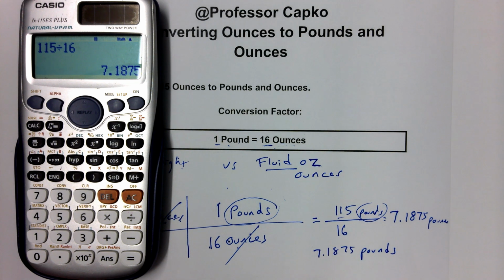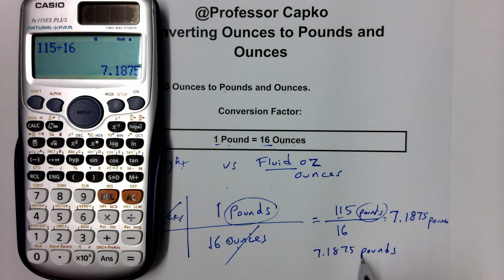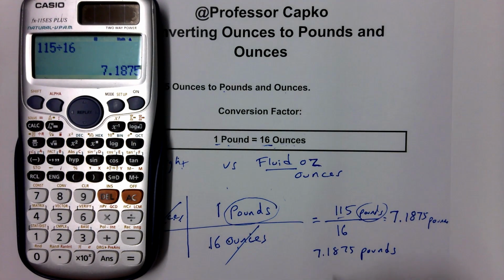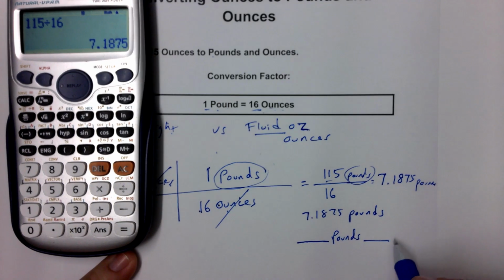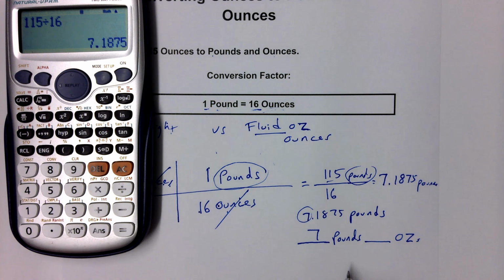But we're not done. Why are we not done? Because this wants us to convert it to pounds and ounces. Here I only have pounds. I have a whole number of 7, and then I have a decimal, 0.1875 pounds. This part we need to convert back to ounces. So we're going to do that. Our problem asks us to find the number of pounds and ounces. I'm going to abbreviate. So we know that there's 7 pounds. Now we got to find the number of ounces.